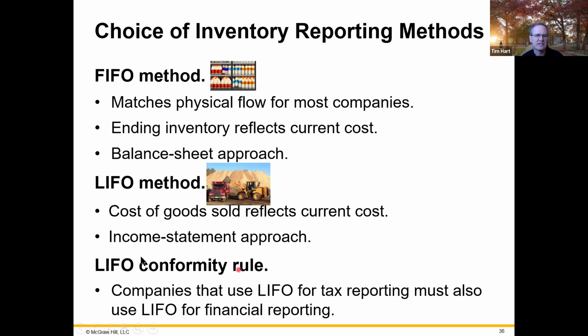So because of that difference, there's something called this LIFO conformity rule that is just like, what on earth? It's nutty. Companies that use LIFO for tax reporting must also use LIFO for financial reporting. So you can't get the best income statement using LIFO and then switch to FIFO for the balance sheet to get the best looking balance sheet. If you use LIFO for tax reporting, you also have to use LIFO for financial reporting.